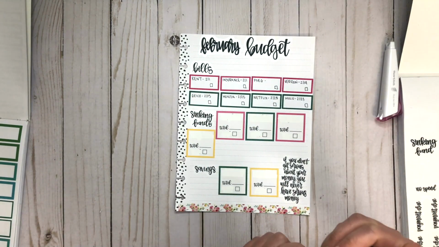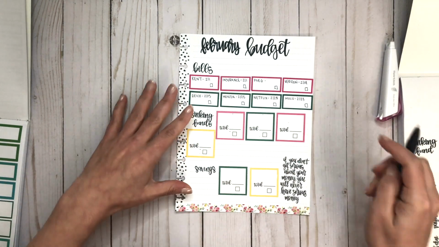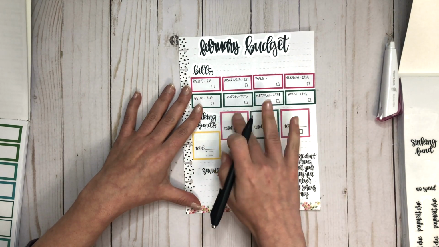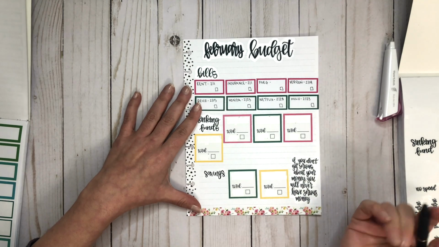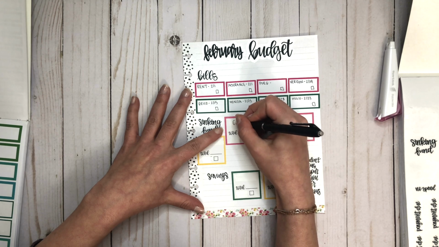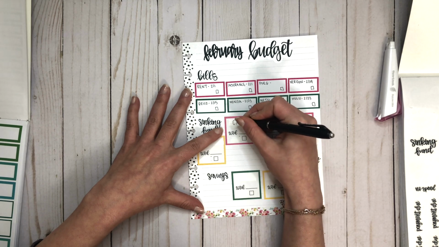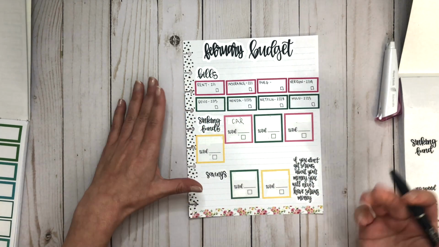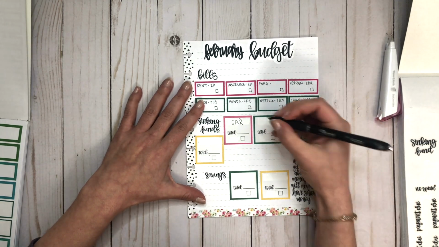Okay, now sinking funds. I'm going to list out the sinking funds that I am contributing to for the month of February. So first up is my car. I mentioned my lease ends in a couple months, so I'm just trying to decide what I want to do. But no matter what I do, it's going to cost money, so I'm saving for that.